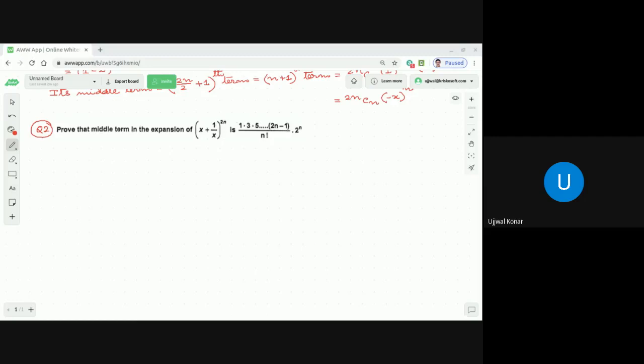And which term is it? The next question: which term is the middle term? Yeah, 2n by 2 plus 1 next term. Now, what is that? If you can simplify. Yeah, 2n by 2 plus 1. What is that? Hello, Divansu? Yes, sir.